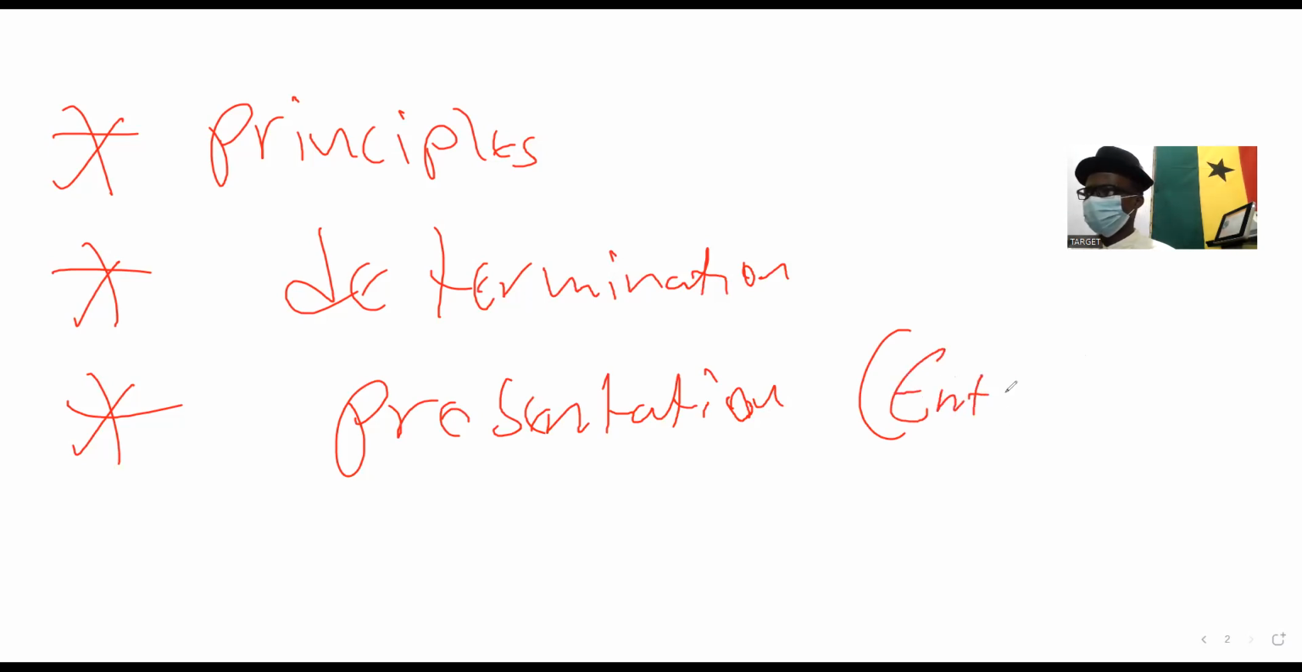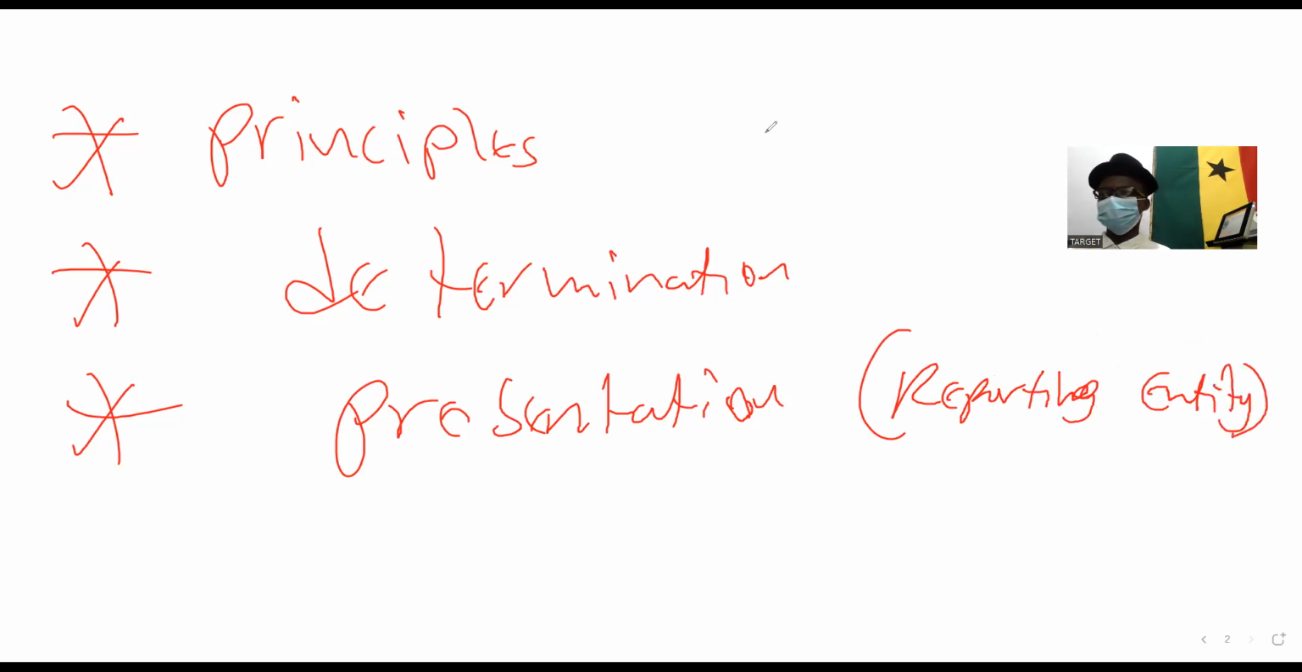I want to write reporting entity, and I'm also writing entity. So that is it, and then we move on with the game. For the reporting entity, how could we determine? So principle, determination, and presentation. You are done with IAS 33, and we move on with the game.